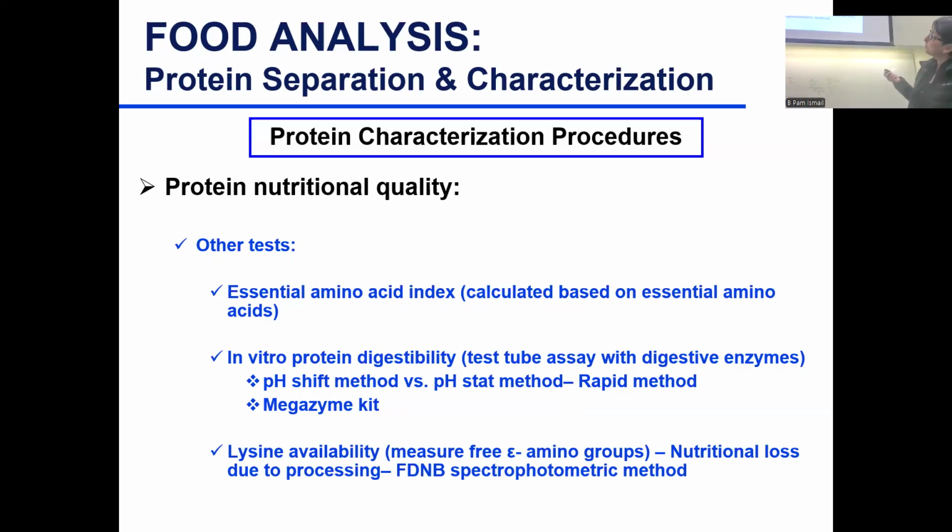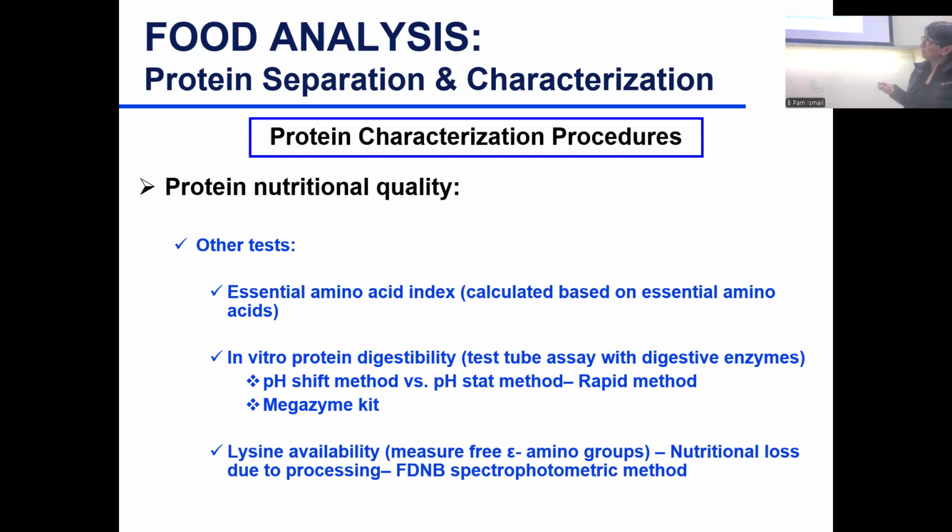All right, other tests for nutritional quality include the essential amino acid index. So we get the index for all of the essential amino acids, which are 9 essential amino acids. We can determine in vitro digestibility. We do that in the lab a lot, because we work with companies that don't really want to do in vivo. They don't want to use animals. So we use a Megazyme kit that has been developed to give us a calculated PDCAAS. You just use digestive enzymes and predict the digestibility as it would be in vivo.